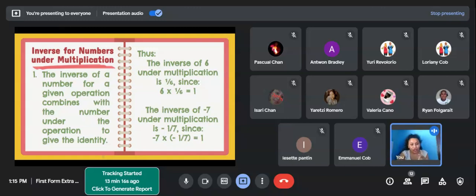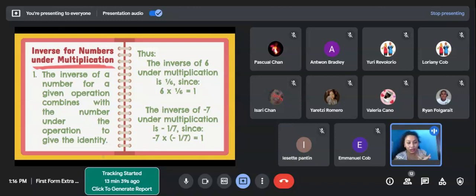We have talked about the identity for addition. Identity for addition is I give you a number, you add 0, and it gives you back that same number. We talked about identity for multiplication. I give you a number, you times it by 1, and it gives you back that same number.